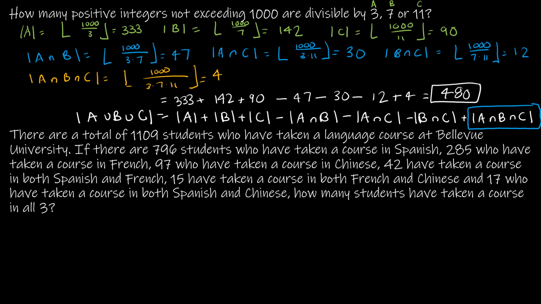Let's use Spanish as A. So the cardinality of A is 796 who have taken Spanish. We'll use French as B, so the cardinality of B is 285 in French. Cardinality of C, 97 have taken a course in Chinese, so C is for Chinese.